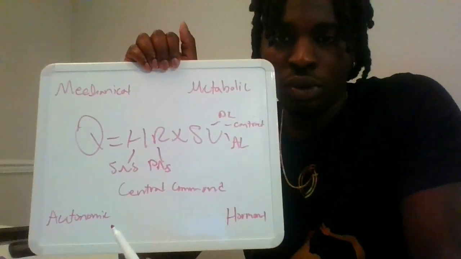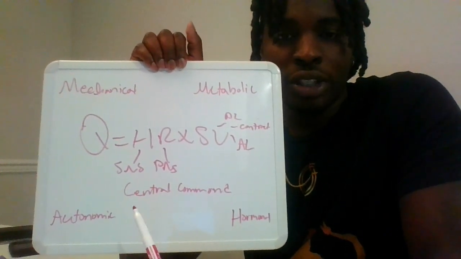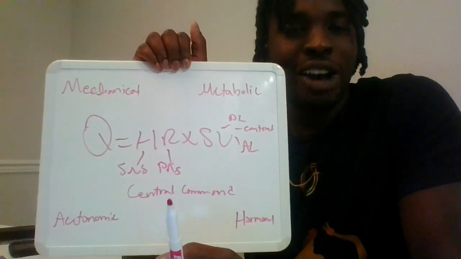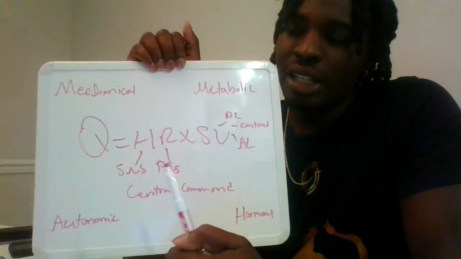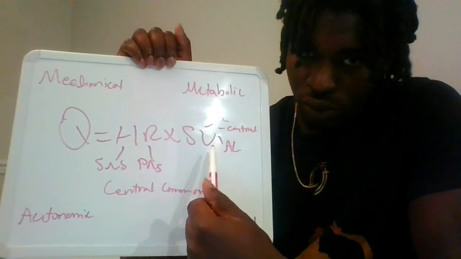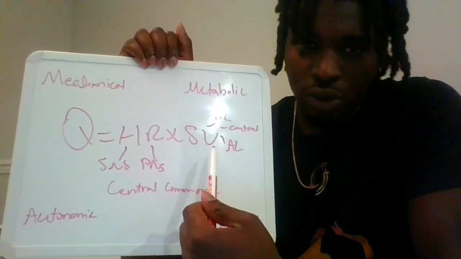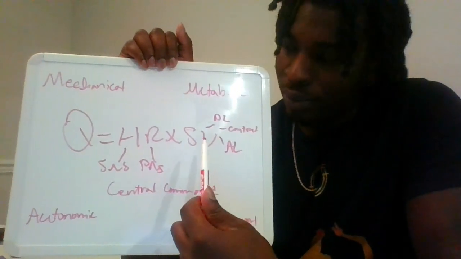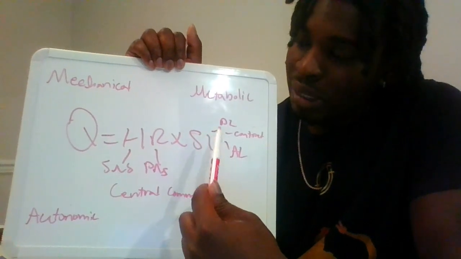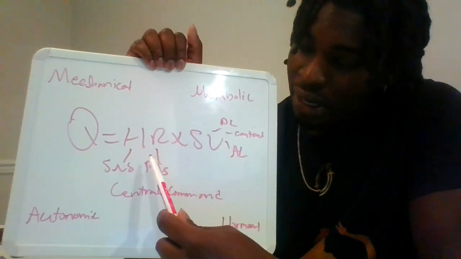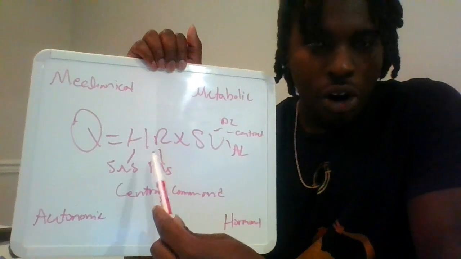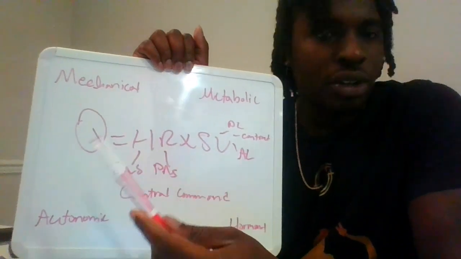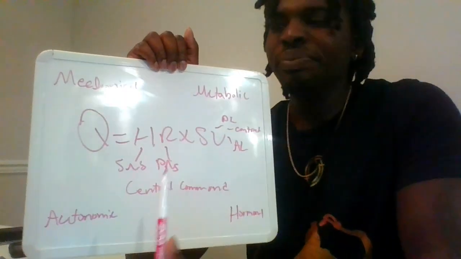This equation in the middle, all right? Q equals HR times SV. What is it? Cardiac output, all right? What does that mean? SV stands for stroke volume, the amount of blood, in milliliters mostly, pumped out through the left ventricle in a minute, and HR is heart rate in beats per minute. These two factors multiplied give you your cardiac output.